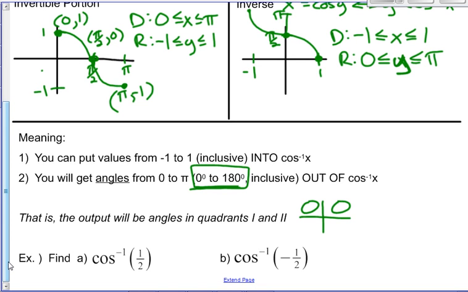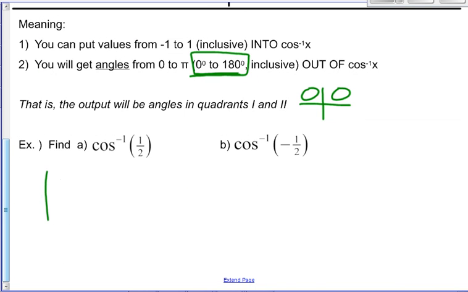Okay, so if we look for the inverse cos of 1/2, again, it can only be in these two quadrants for inverse cos. It's going to be positive, so that's the first quadrant. The angle that has a cosine of 1/2 is 60 degrees, or we can call it pi over 3.